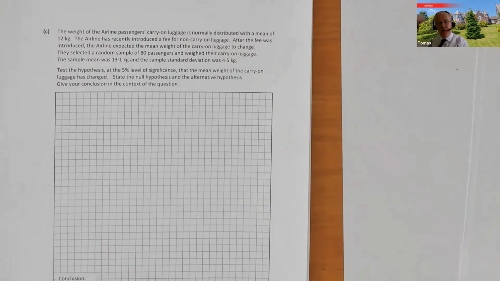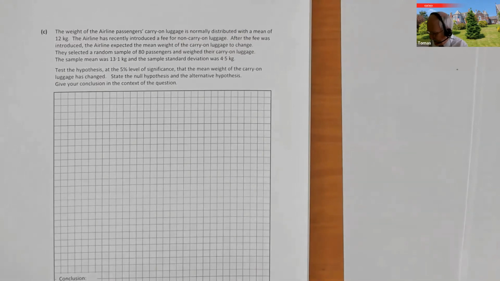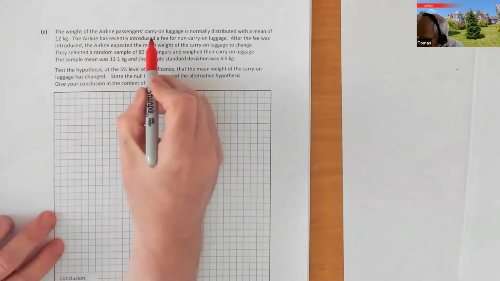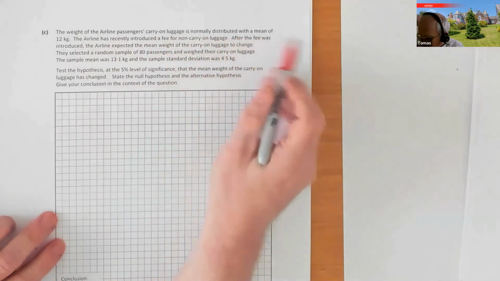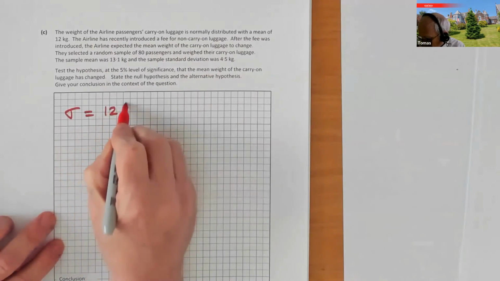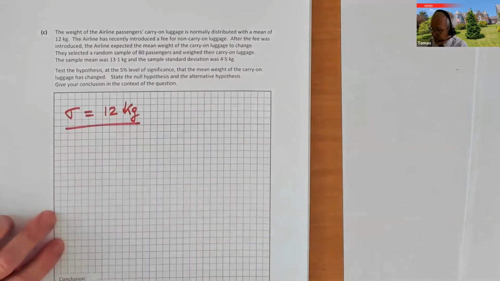It's more I want you to figure out which formulae to use rather than the actual calculations. So let's look at this now. The weight of the airline passengers' carry-on luggage is normally distributed with a mean of 12. So the weight of somebody's luggage has a standard deviation of 12.